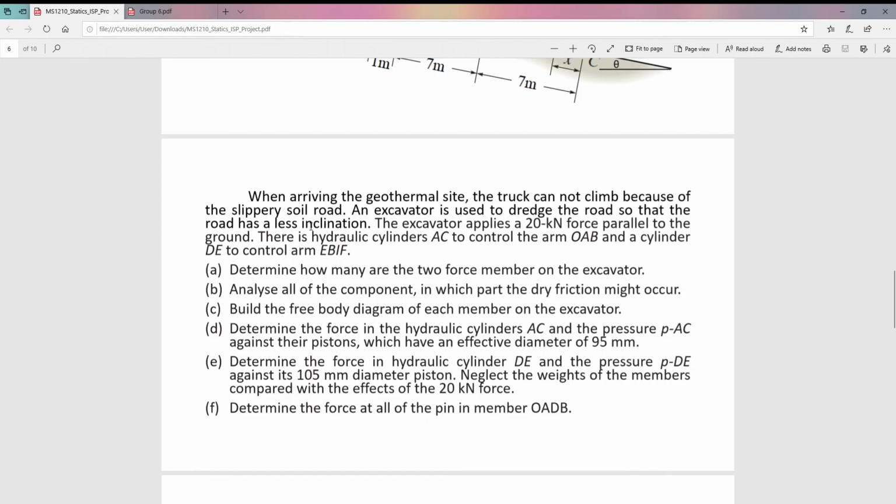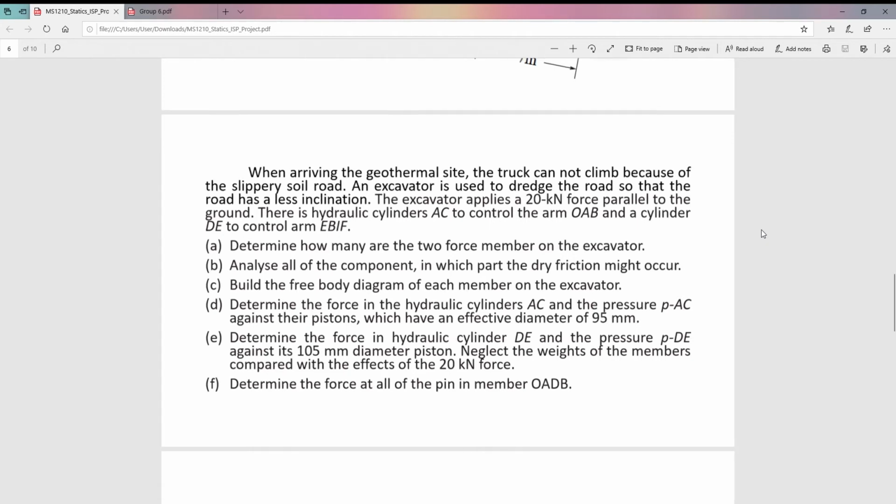So moving on to the third question. The third question is when arriving at the geothermal site, the truck cannot climb because of the slippery soil road. An excavator is used to dredge the road so that the road has less inclination. The excavator applies a 20 kN force parallel to the ground, and there is a hydraulic cylinder AC to control the arm OAB and a cylinder DE to control arm EBIF.